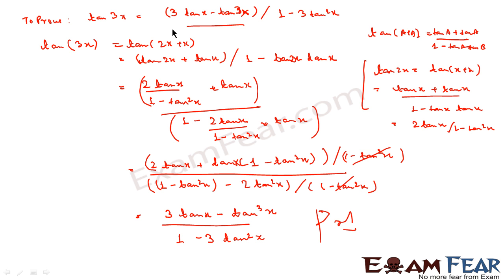So we have proved that tan 3x is equal to 3 tan x minus tan cube x by 1 minus 3 tan square x. To solve the trigonometry questions faster, you can learn these formulas, else you can derive them in the exam hall. It all depends on your wish.